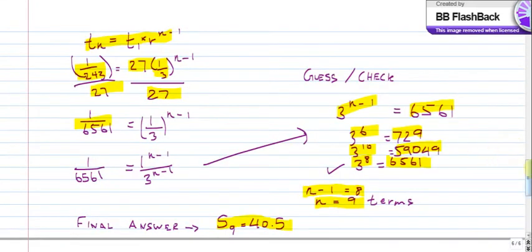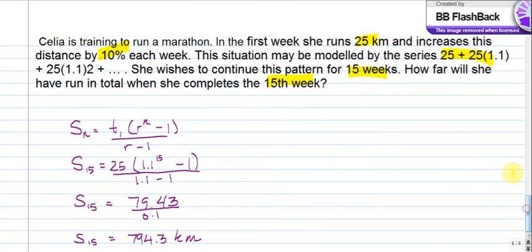So let's use this formula right here. Since we don't know the last term, we'll use this first formula. We know it's the sum for the first 15 weeks. What is the first term? It's 25 because she runs 25 kilometers in her first week.